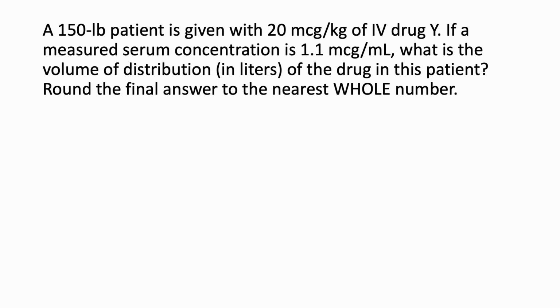Question: a 150-pound patient is given 20 microgram per kilogram of IV drug Y. If a measured serum concentration is 1.1 microgram per milliliter, what is the volume of distribution in liters of the drug in this patient? Round the final answer to the nearest whole number. So the question asks you to calculate the volume of distribution, VD.